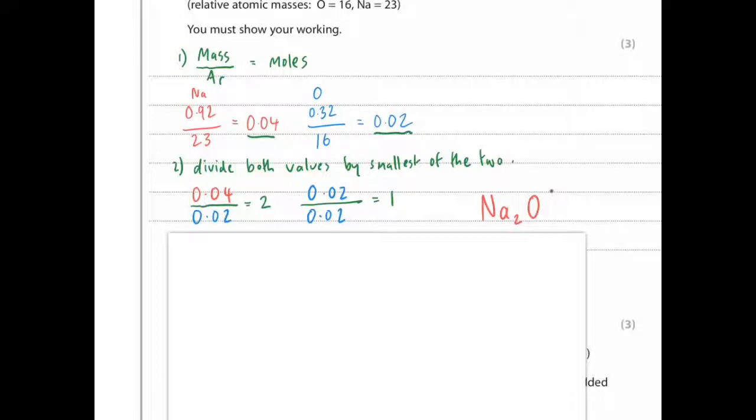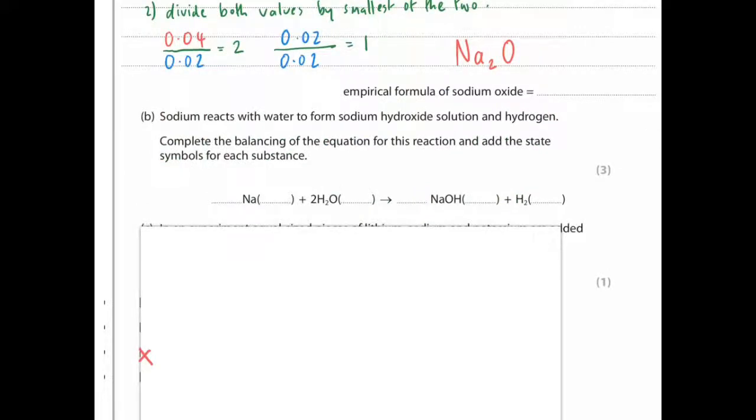So you must write down the chemical formula. This is the empirical formula. Some students just leave it as the ratio, 2 to 1. No, you must write down this, otherwise you don't get the marks. Next is a balanced symbol equation. So sodium reacts with the water to form sodium hydroxide solution and hydrogen, typical alkali metal water reaction. Complete the balancing of the equation for this reaction and add the state symbols for each substance.